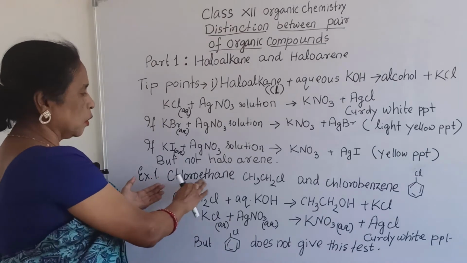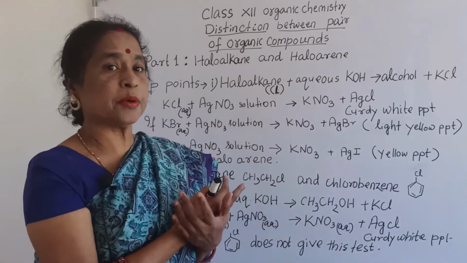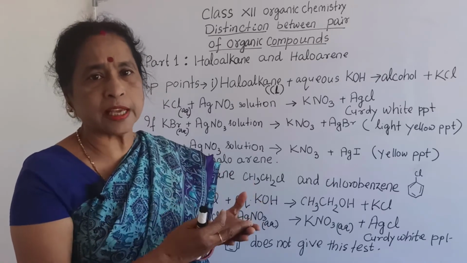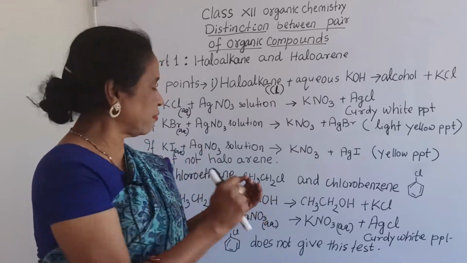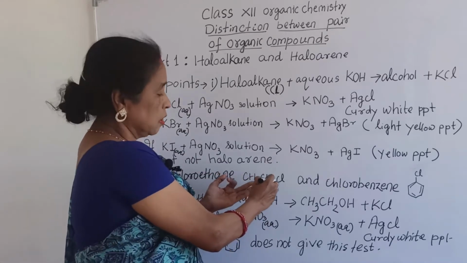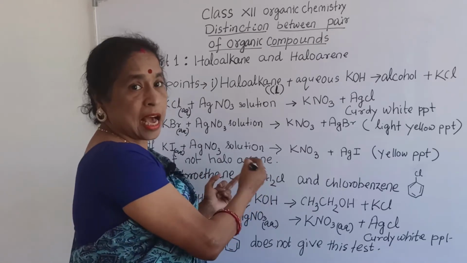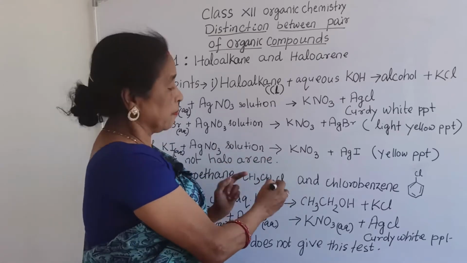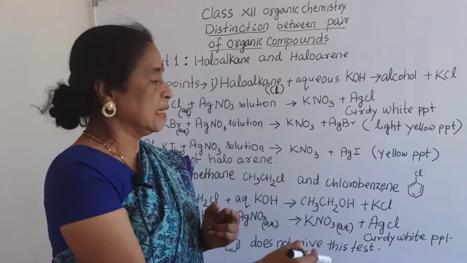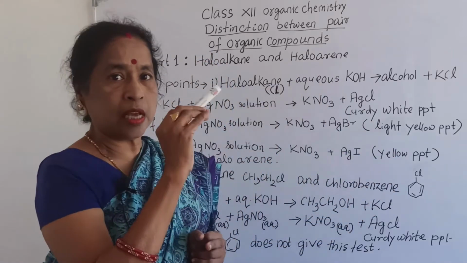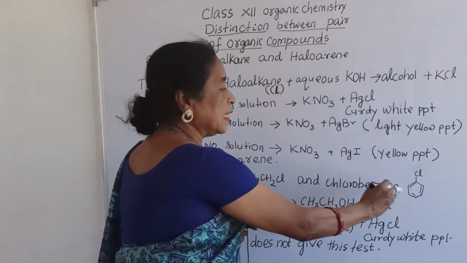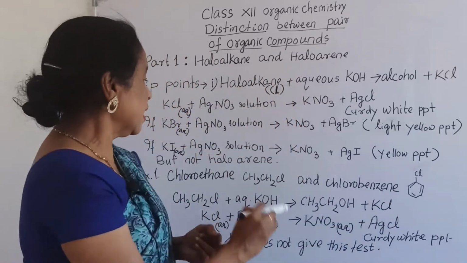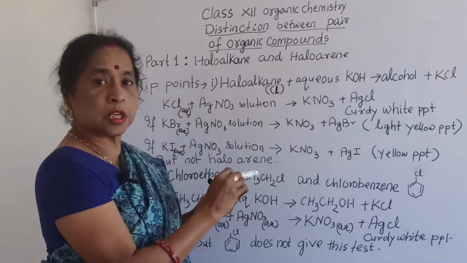For example, see here chloroethane. What is the formula of chloroethane? CH3CH2Cl, or you can say C2H5Cl. This is a haloalkane, and you can say an aliphatic halide. Now chlorobenzene means a benzene ring with chlorine attached. That means it is a haloarene which contains chlorine, and the other is a haloalkane which contains chlorine.